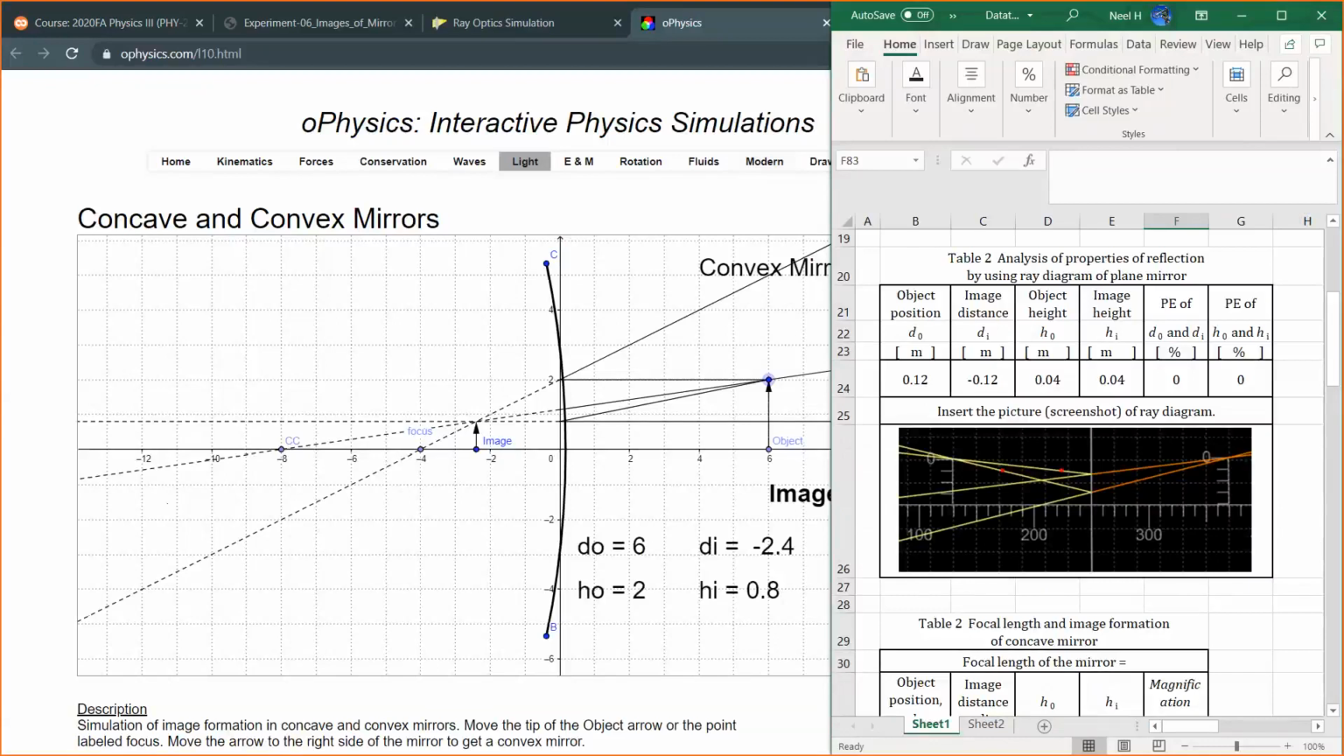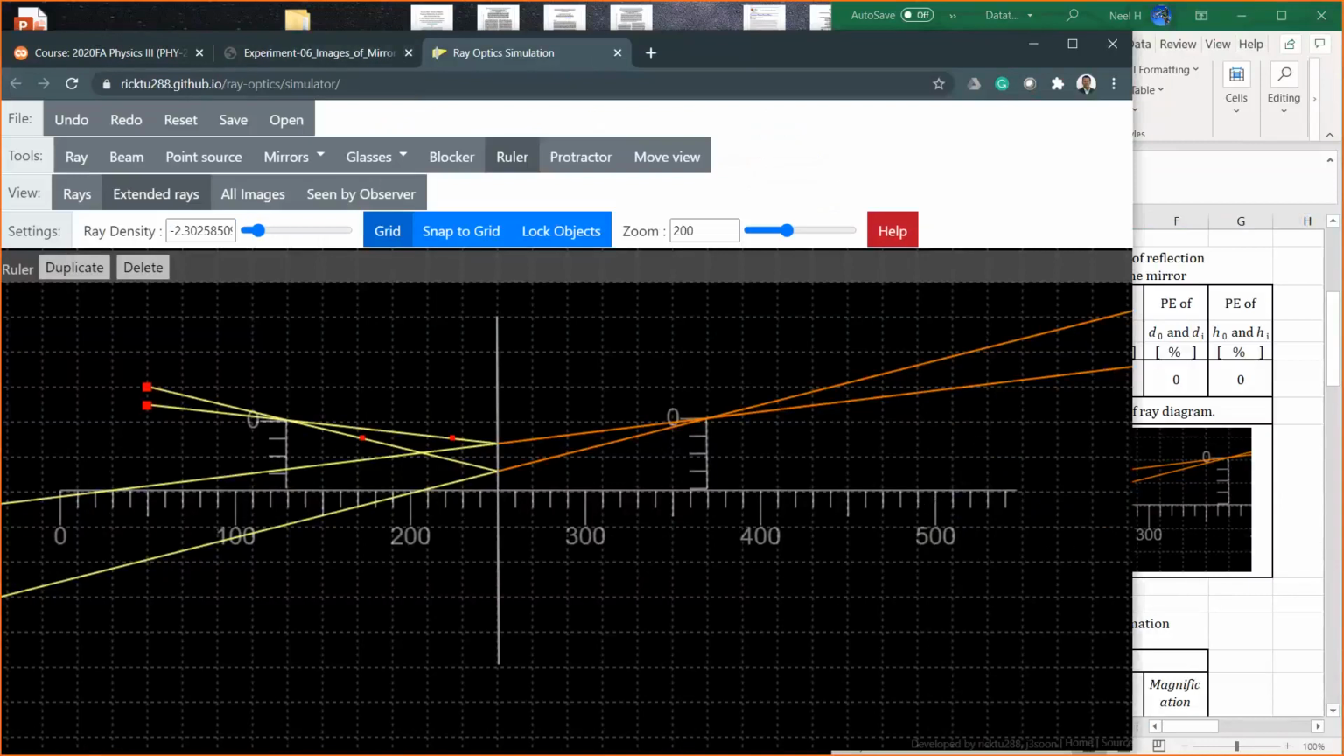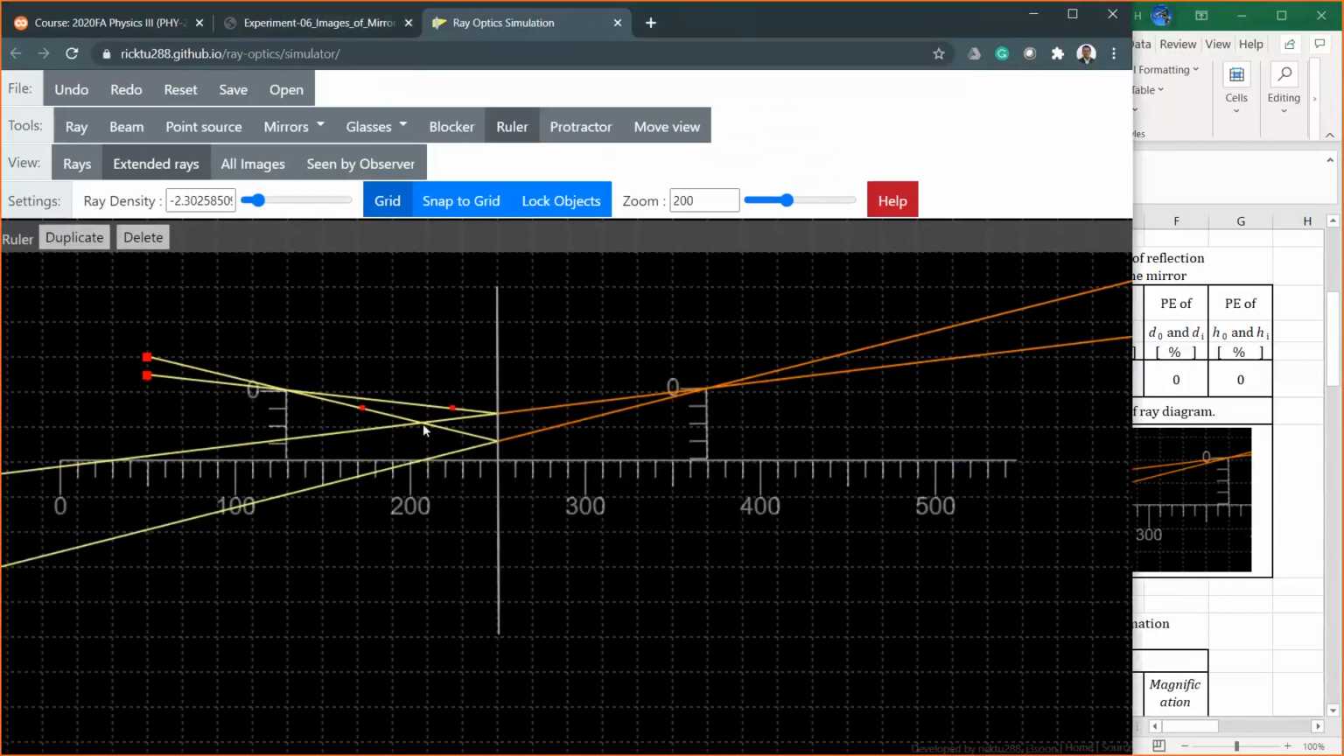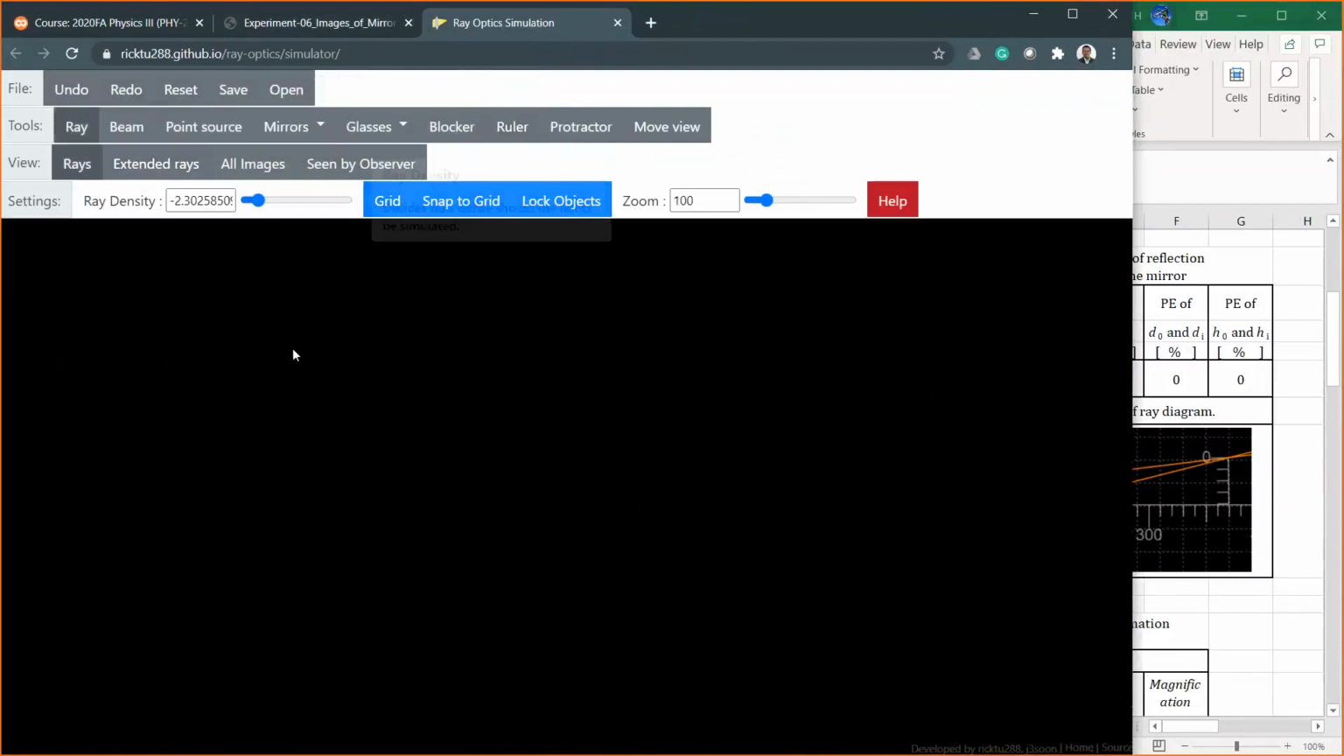Now to do that, you need the other simulator, that is this one. You can leave it as it was earlier if you have it, or you can start from scratch. If you want to start from scratch, you can reset. There's a reset button on the top. If you click that, it will reset, and then you start from scratch.